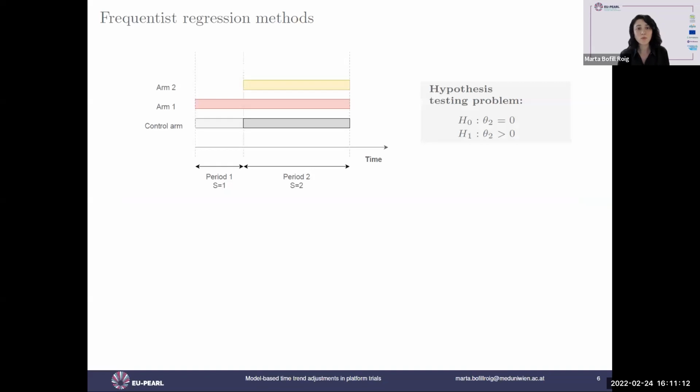So let's assume we want to compare arm 2 versus control, and arm 2 enters when the trial has already started. We define period 1 as the time interval in which arm 2 was not present in the trial, and period 2 the time interval in which arm 2 is in the platform. And the goal is to test the effect of treatment 2 against control, here denoted by theta. Next slide.